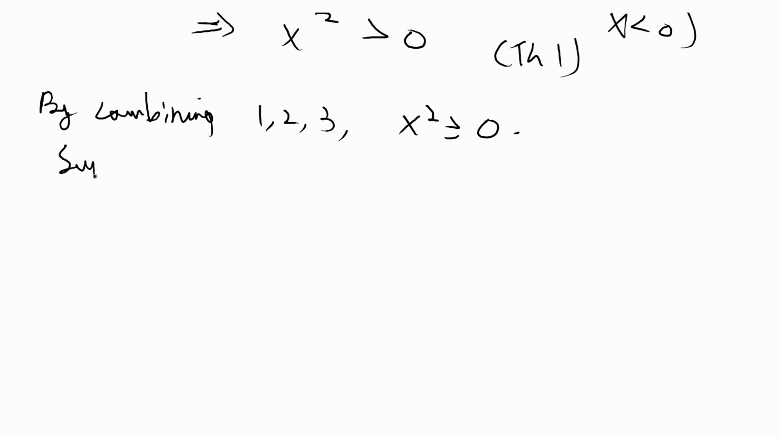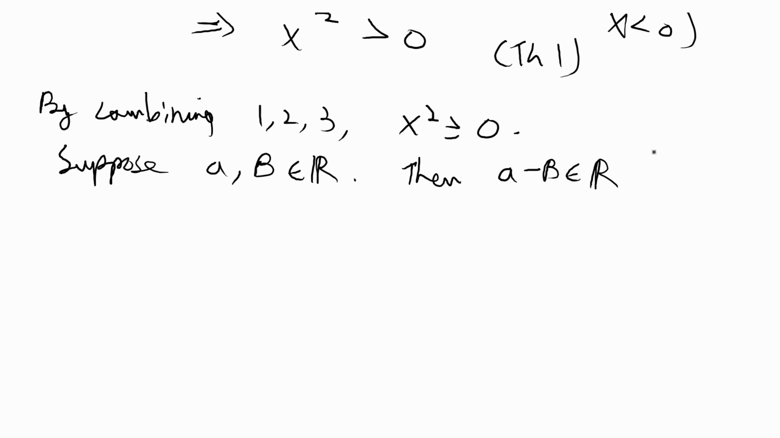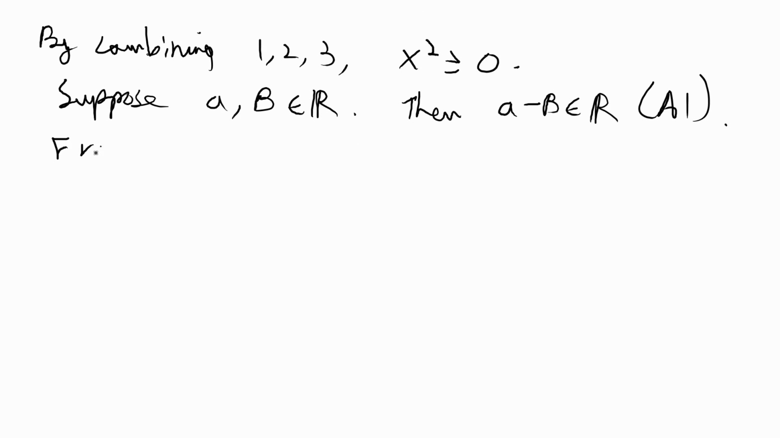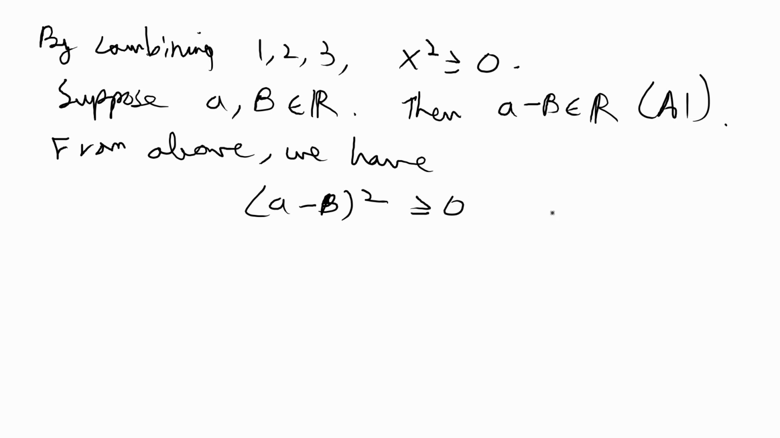So I said, suppose a, b are in R, then a minus b is in R, and this is proven by the axiom A1, so that is, for me, if a, b is in R, then a plus b is in R. And you can also say because a minus b is equal to a plus negative b. So there's another axiom for that. From above, we have that (a minus b) squared is greater than or equal to 0.